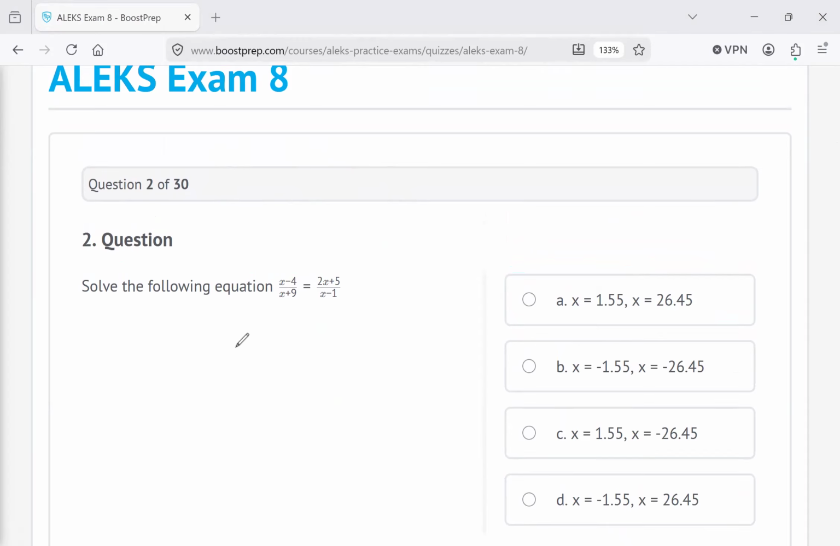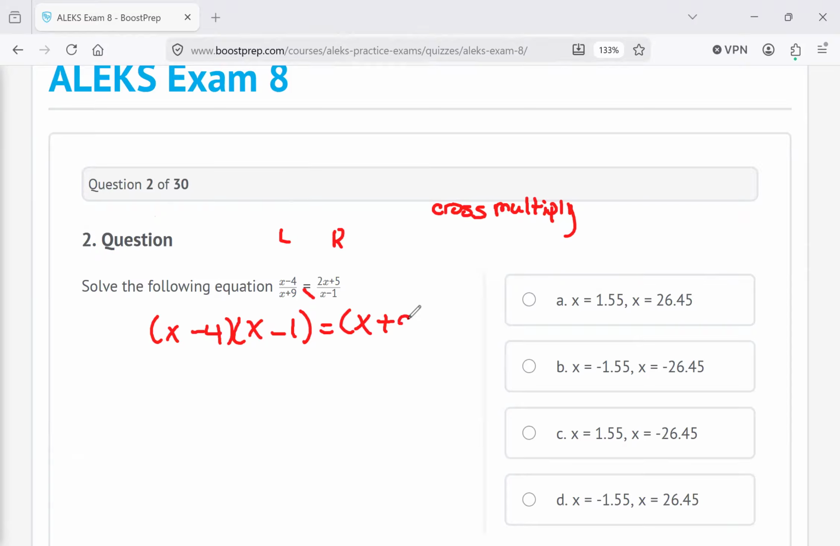Okay, let's move on with question two. Solve the following equation. We have two sides, the left and the right. So it looks like we can cross multiply, because if you only have two sides, you can cross multiply, right? So I'm going to cross multiply and let's see what we get. It would be x minus 4 times x minus 1 equals x plus 9 times 2x plus 5.